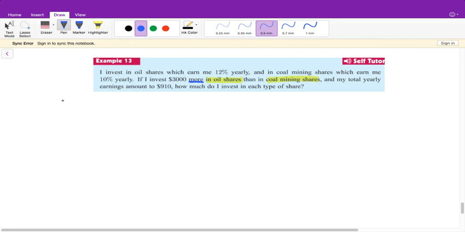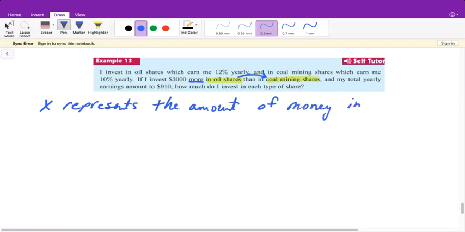So that tells me whichever one is determining the other, which means coal mining will determine how much we put in oil, is the variable that we're going to represent. So X represents the amount of money invested in coal mining shares. All right, next time I'll pause the video and then write that out.